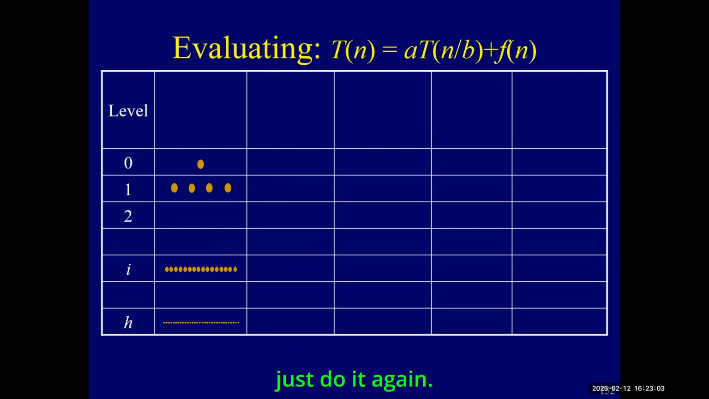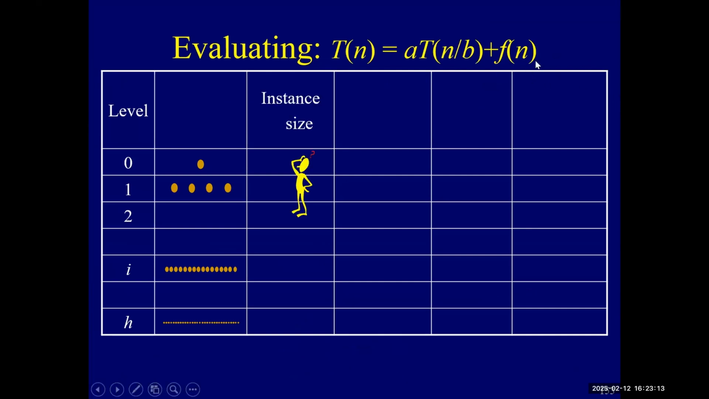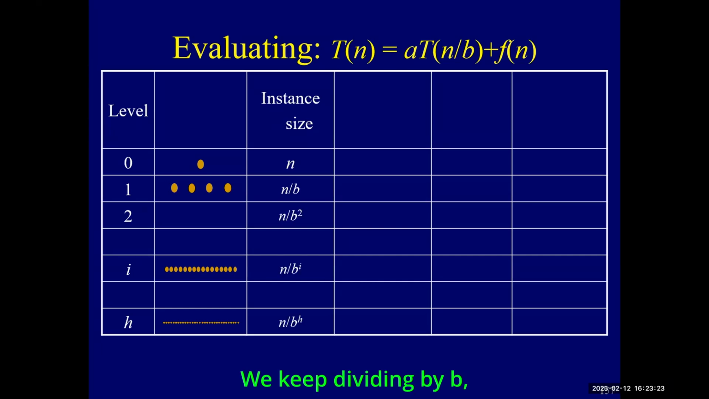Now we're going to just do it again, but for an arbitrary a, b, and we're going to change the f of n into the c. All right, so how big is the instance? Well, I have an input of size n, and then n over b. We keep dividing by b, so we get n over b to the i after i levels. Yeah?